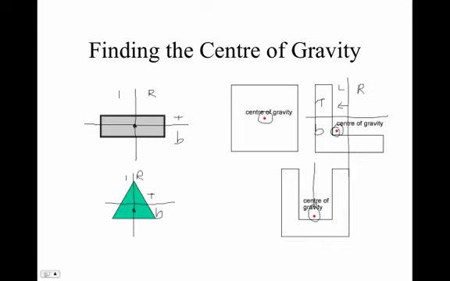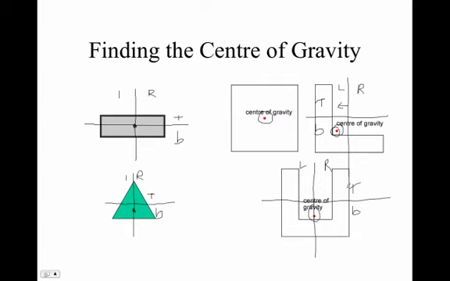Divide the structure in half this way. Is the right side the same as the left side? Are they mirror images or symmetrical? Yes, they are. So we know the center of gravity is somewhere along this line. Let's divide it in half this way. Is the top the same as the bottom?